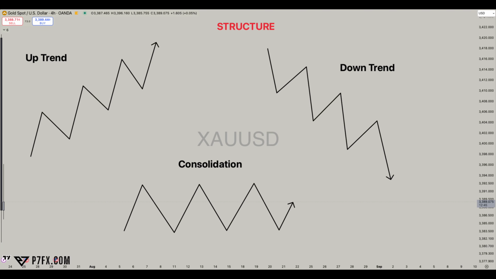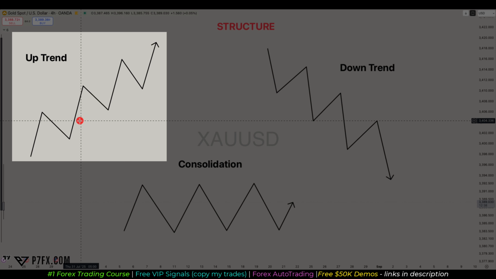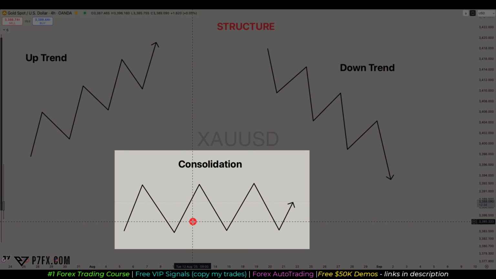So there are three forms of structure you're always going to see in the markets, and that is uptrends, downtrends, and consolidation. An uptrend is where price is going up. Downtrends are where price is going down. Consolidations or range markets are where price is moving sideways.